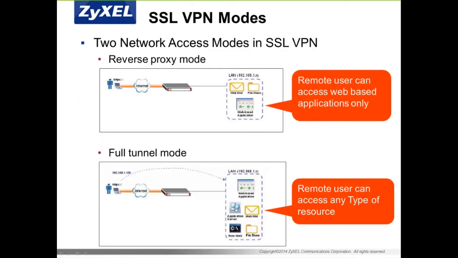The ZyWALL USG appliance supports two modes of SSL VPN. In reverse proxy mode, users have access to web-based applications through the SSL VPN, including webmail, file sharing, and other web-based applications. In full tunnel mode, this type of SSL acts more like an IPsec VPN client, where non-web-based applications and protocols can be used through the tunnel. However, this requires a special software client to be downloaded and installed on the client computer when the tunnel is established.